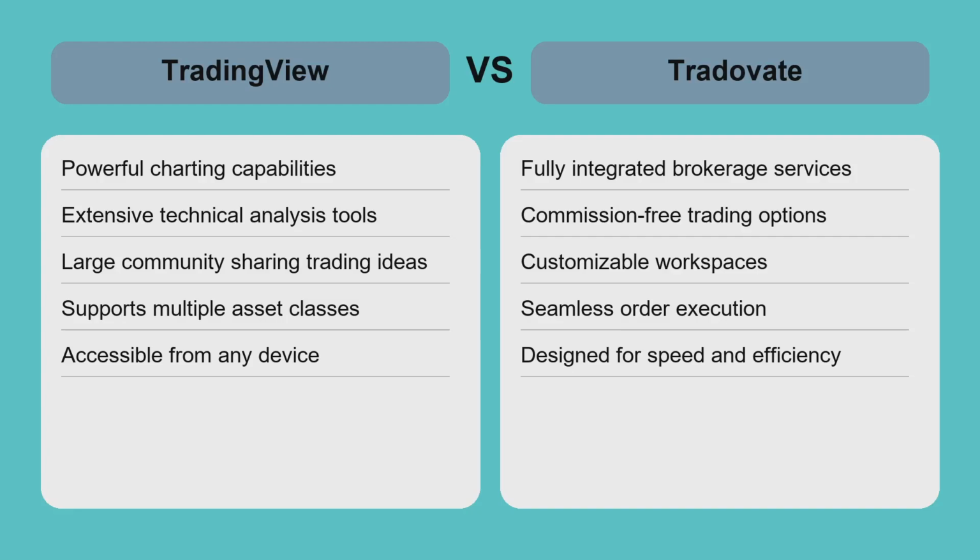Comparing TradingView and Tradovate highlights distinct strengths. TradingView excels in charting, market analysis, and community-driven insights, making it ideal for traders who emphasize research and strategy development. However, it requires a separate brokerage for executing futures trades, adding complexity. Tradovate offers an all-in-one solution with integrated brokerage services, commission-free trading, and rapid order execution. Perfect for traders focused on active futures trading and efficiency.